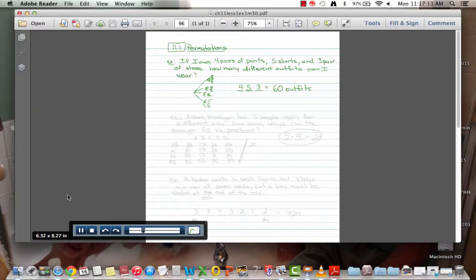And if you did a proper tree diagram, you'd have 60 different separate little branches at the end of it as your different outfits that you could wear. So the fundamental counting principle basically just says, if one task can be performed in A ways and the other one can be performed in B ways, then the 2 tasks can be performed together in A times B ways. So it basically tells you to multiply the numbers together. If you're doing pants and shirts, then you have 4 times 5, which is 20 outfits. But if you're doing pants and shirts and shoes, you've got 4 times 5 times 3 equals 60 outfits.